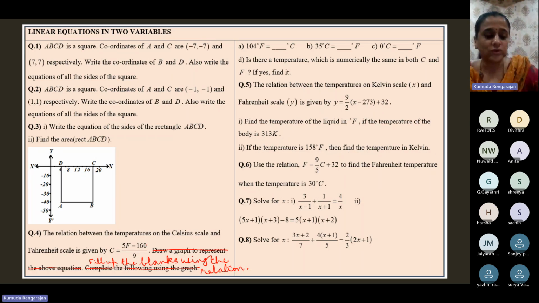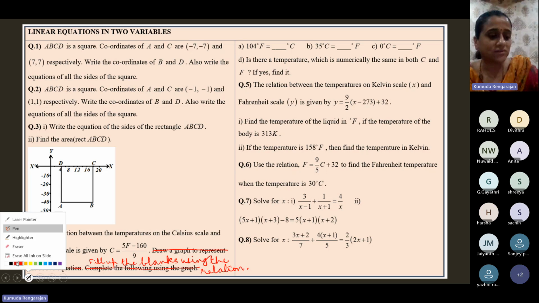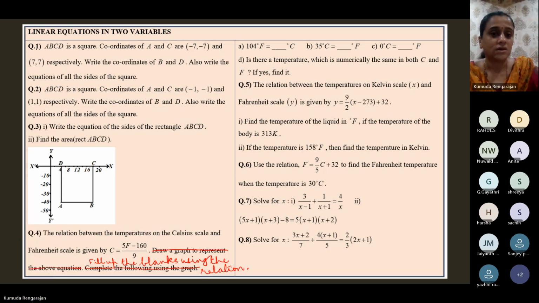So of these 8 questions, we'll discuss the answers to the first one, second one, third one. 4 and 5 is just substituting and finding the corresponding values, like substituting for F in the fourth one and finding C, or putting C's value and finding the corresponding F's value. So 4 and 5 will work, and I'll share the answer on WhatsApp. 4, 5, and in fact 6 also.